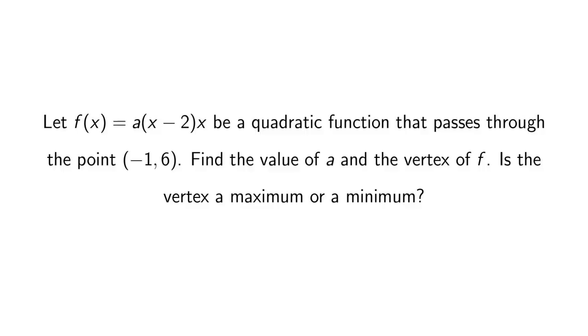Good. Okay, great. So what do we have for today? Let f of x equal a times (x minus 2) times x be a quadratic function that passes through the point (-1, 6). Find the value of a and the vertex of f. Is the vertex a maximum or a minimum?